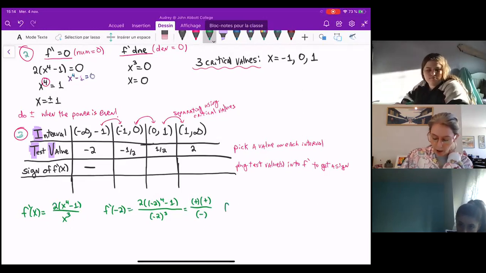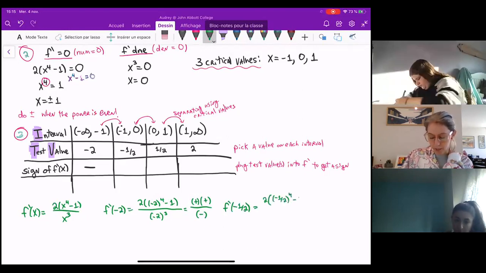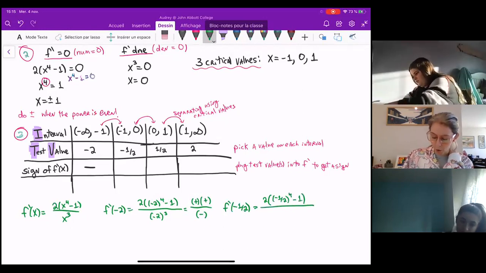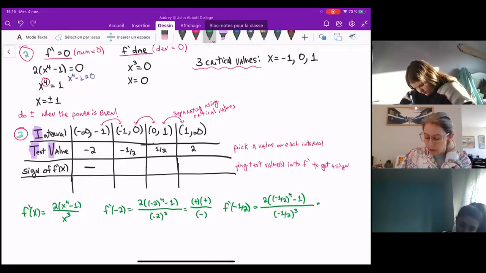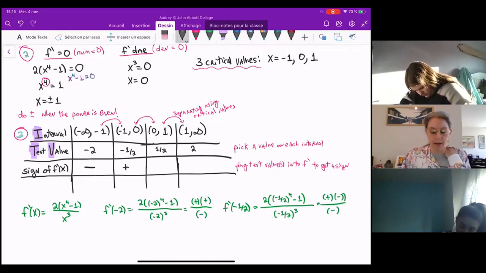And then I'm going to look at f prime of negative a half. And I'm going to get 2 times negative a half to the 4th minus 1 over negative a half cubed. And that's going to give me positive, negative over negative, which is giving me a positive sign.